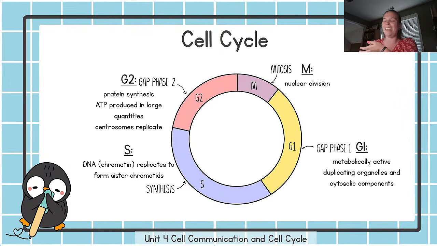And then, of course, the M phase is our nuclear division. Mitosis is the nuclear division, while cytokinesis, which we'll talk about in a second, is the cytoplasmic division. That's kind of important to know.